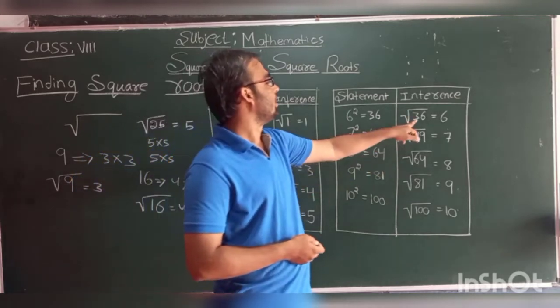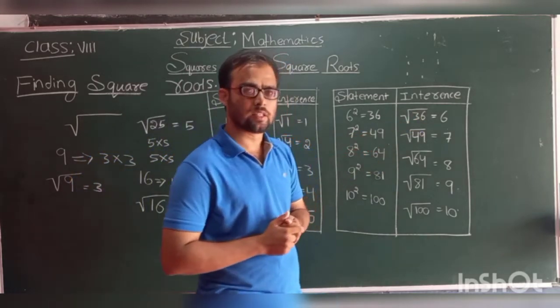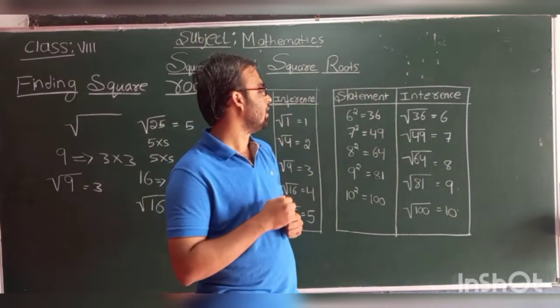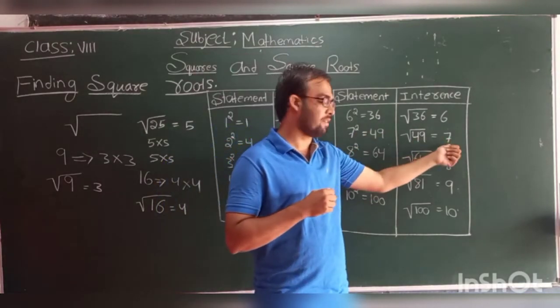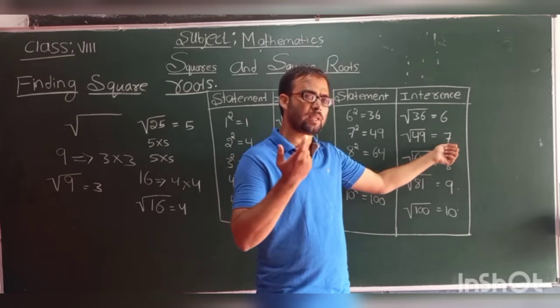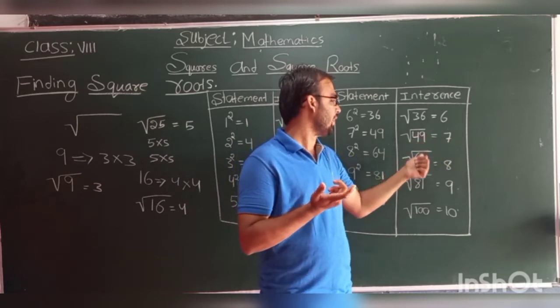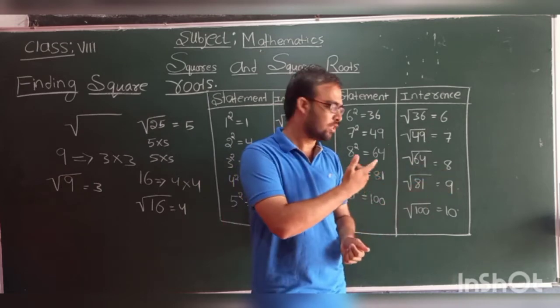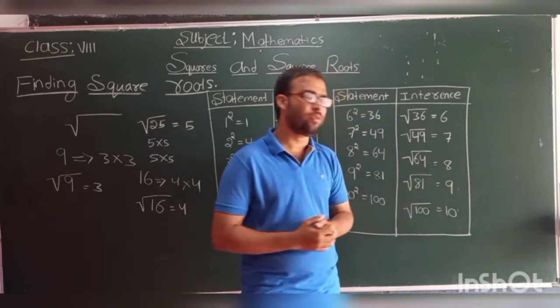Now come to this. The square root of 36 is what? 6. Why? Because by multiplying 6 2 times we are getting 36. The square root of 49 is what? 7. Okay, why? Because by multiplying 7 2 times we are getting 49. Likewise, the square root of 64 is 8. The square root of 81 is what? 9. And the square root of 100 is what?